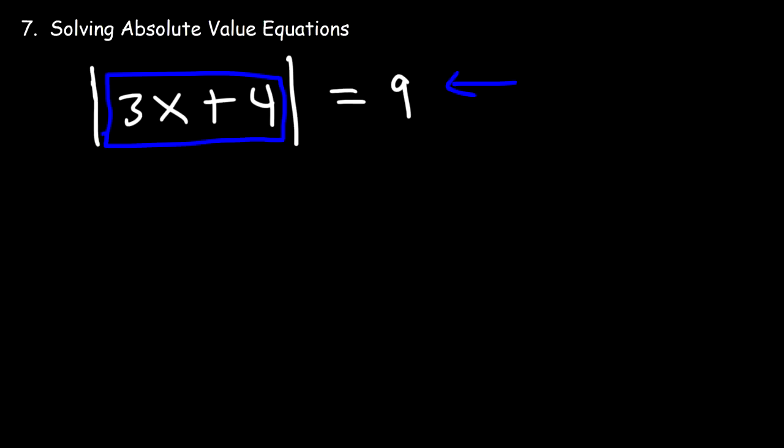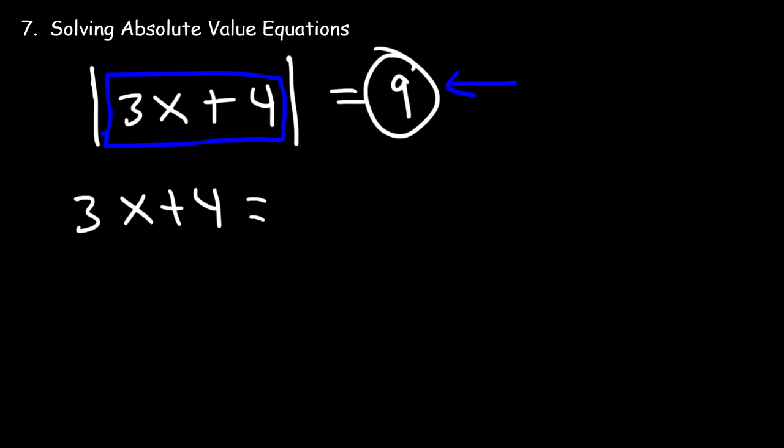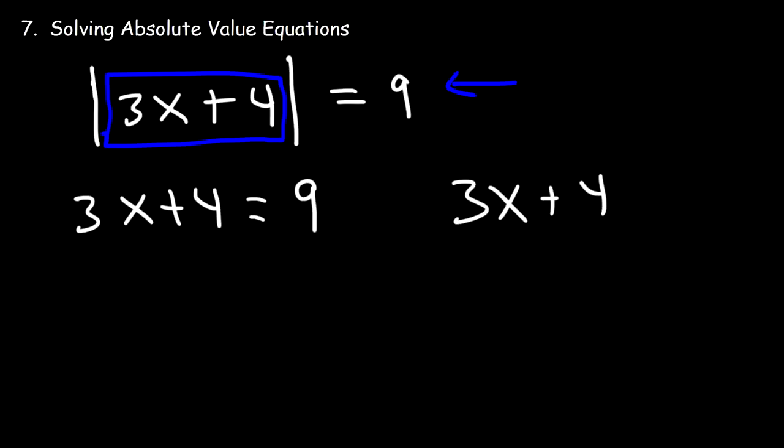So whenever you're solving absolute value equations, you need to split it into two parts. Whatever is on the inside of the absolute value expression, you could set it equal to the positive version of that value, in this case positive 9, and the negative version of that value, so negative 9, giving you two possible answers.